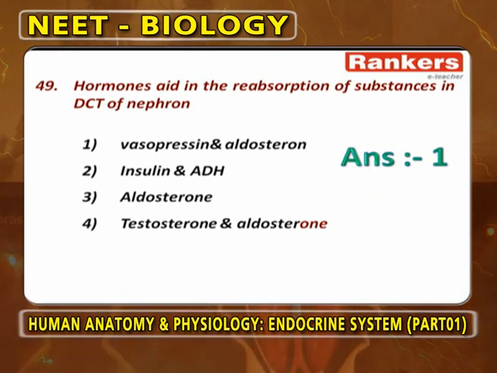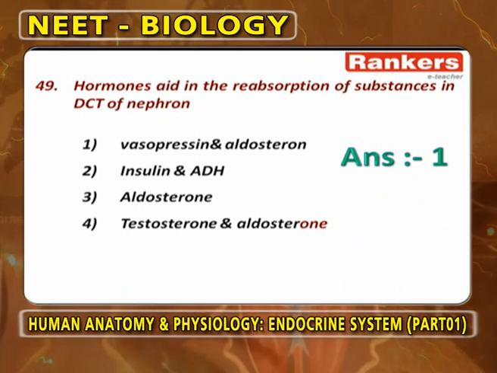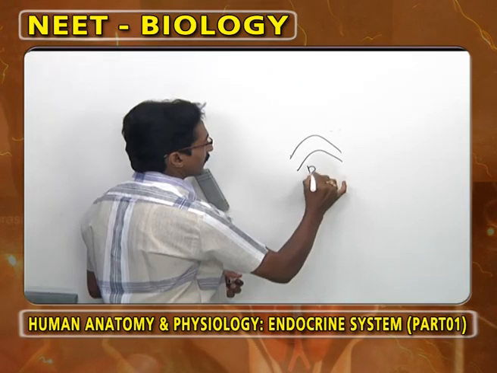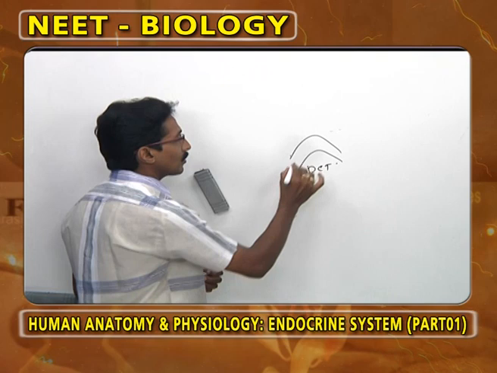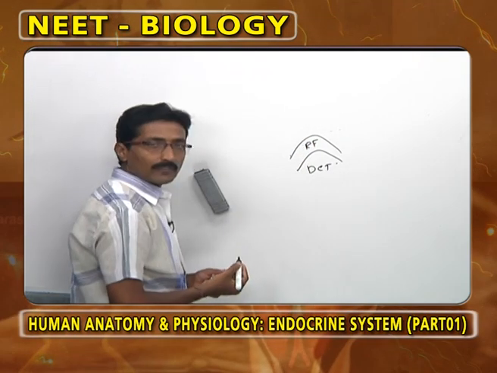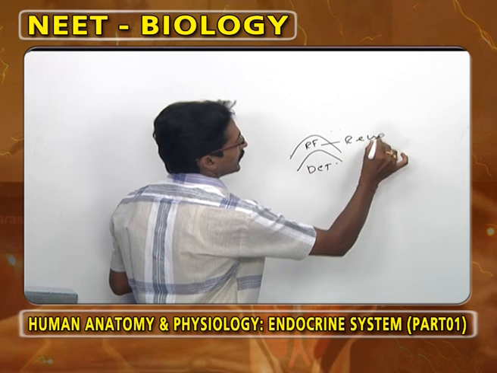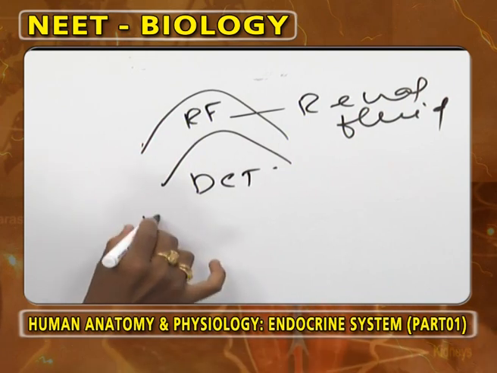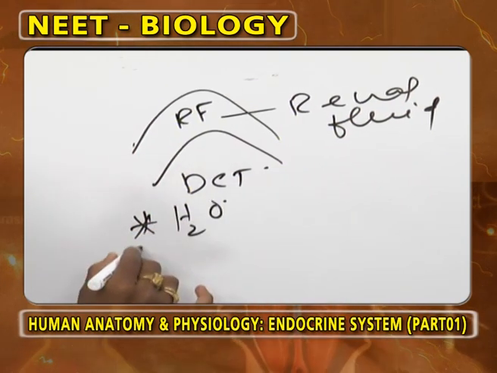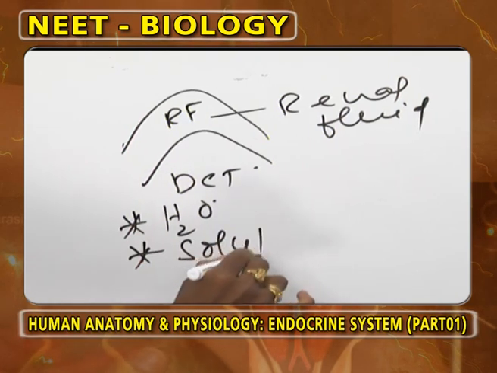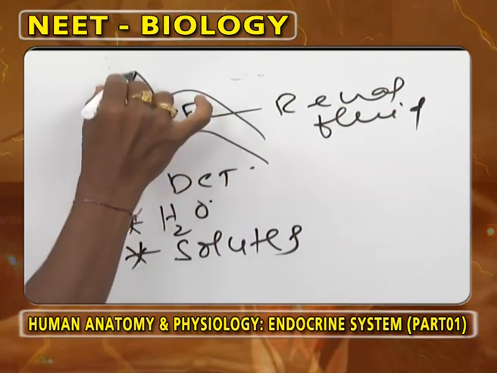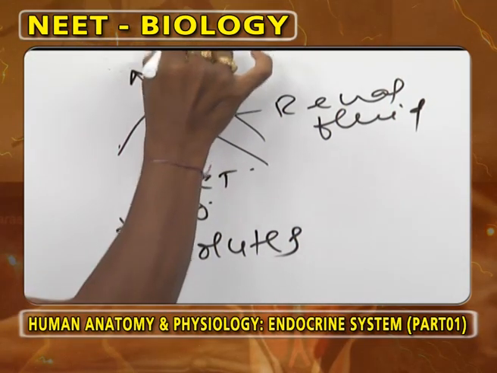Hormones help in the reabsorption of substances in the DCT. What is meant by DCT? We call it the distal convoluted tubule. This we call RF. What is meant by RF? That is the renal fluid. As we observe, the DCT is permeable to water and permeable to solutes. Now, from the renal fluid, how much water is reabsorbed?